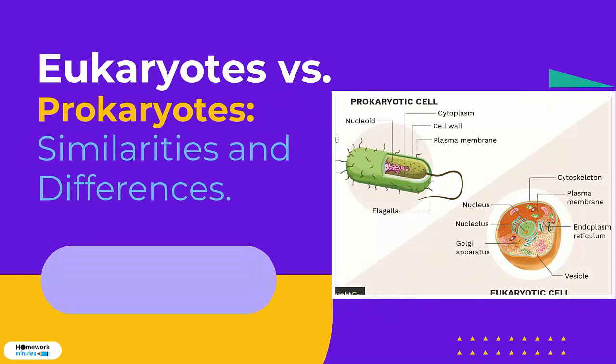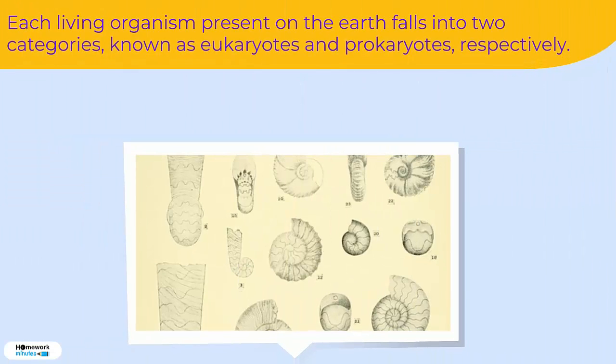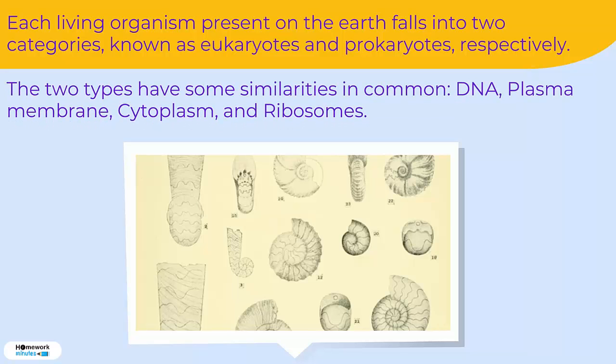Eukaryotes versus prokaryotes. Similarities and differences. Each living organism present on the Earth falls into two categories, known as eukaryotes and prokaryotes, respectively. The two types have some similarities in common: DNA, plasma membrane, cytoplasm, and ribosomes.